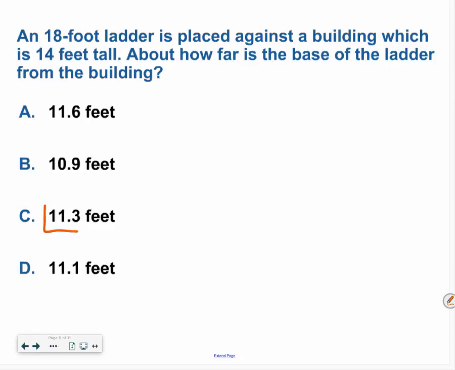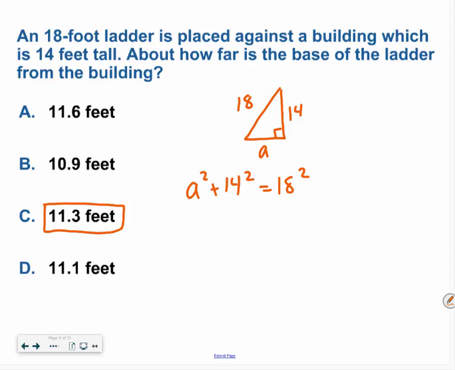Hopefully you ended up at 11.3 feet. So this time we had an 18-foot tall ladder placed against a building which is 14 feet tall. We wanted to know how far the base of the ladder was from the building. So we had 18 here, 14 here, and we wanted to solve for that value. So we had a squared plus 14 squared equals 18 squared.